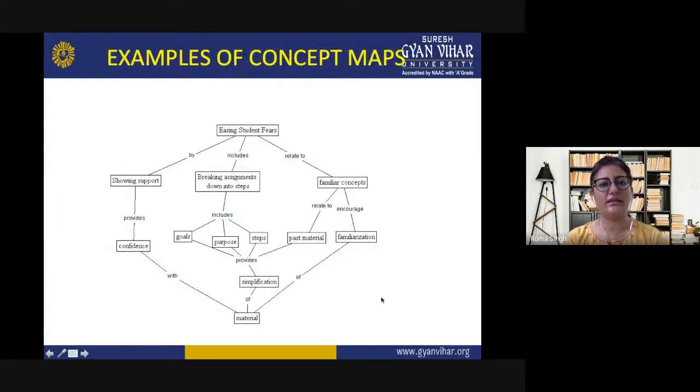This is again an example of a concept map so that you can better know how to prepare concept maps and how you will be able to teach your students so that they can visualize in a better way.